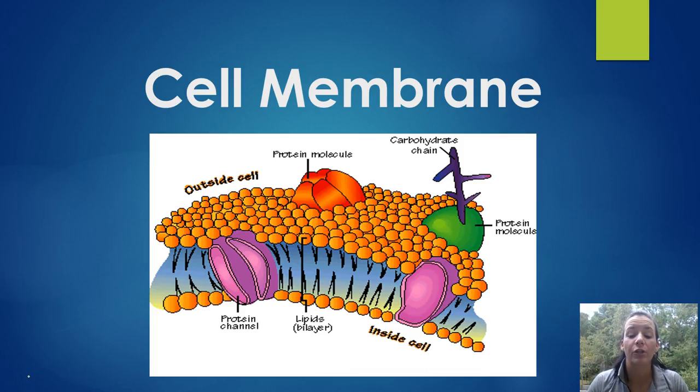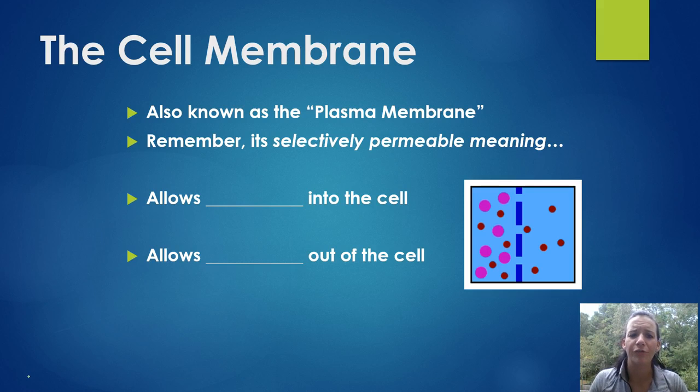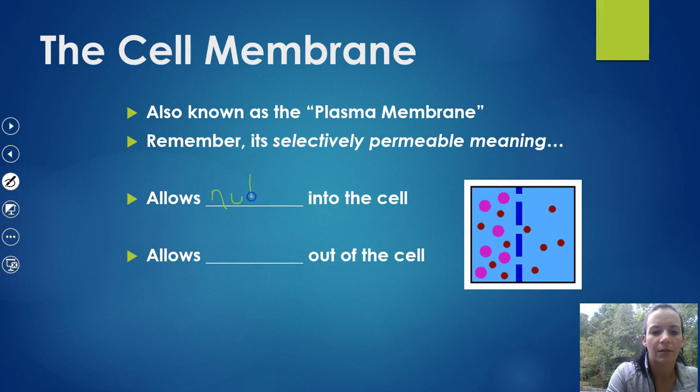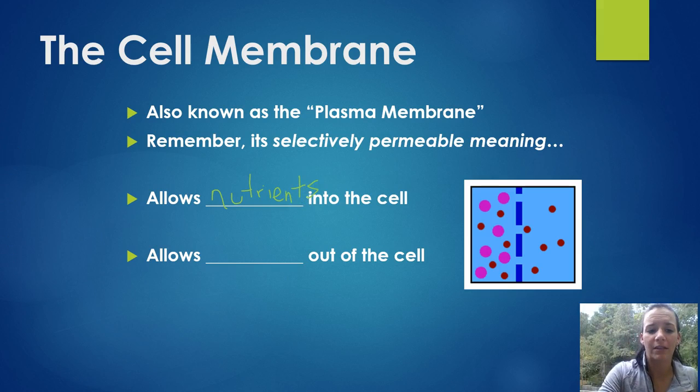These notes are going to just be taking a look at the structures of the cell membrane. So first, the cell membrane is also known as something called the plasma membrane, and it's selectively permeable, meaning it allows some things in and some things out, and then there's other things that aren't allowed in whatsoever. So some of the things that might be allowed into the cell are things like nutrients. And then things that might be allowed out of the cell are things like waste.